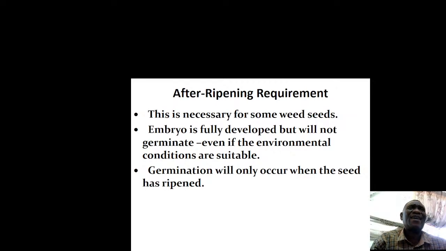The after ripening requirement is necessary for some weed seeds because this is related to the maturity of the embryo. The embryo is fully developed but will not germinate even if the environmental conditions are suitable. So in this case, you can have a mature embryo, but because of certain conditions, it will not germinate. The seed, however, will germinate after it is ripened, after this period.